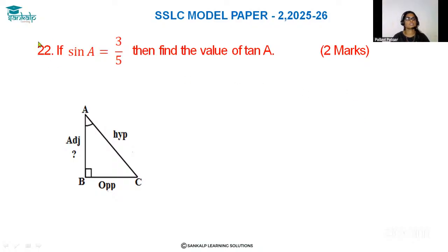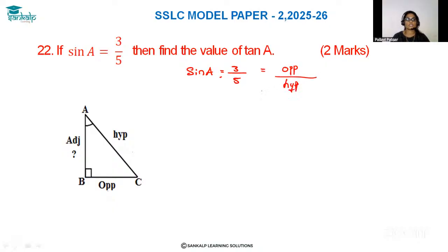Hello everyone. Look at question number 22. If sine A is equal to 3 by 5, then find the value of tan A. So here they have given sine A, which is equal to 3 by 5. In a right angle triangle, sine A is equal to the opposite side divided by the hypotenuse side.